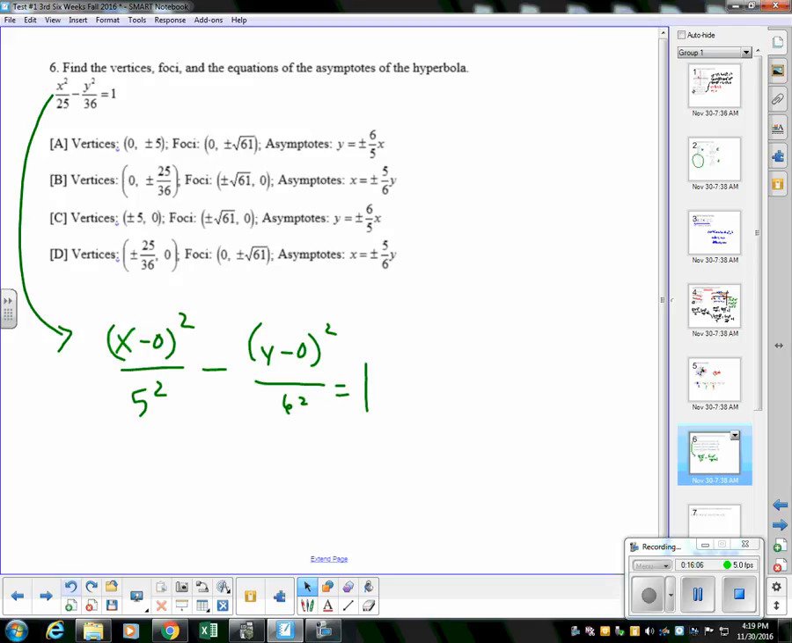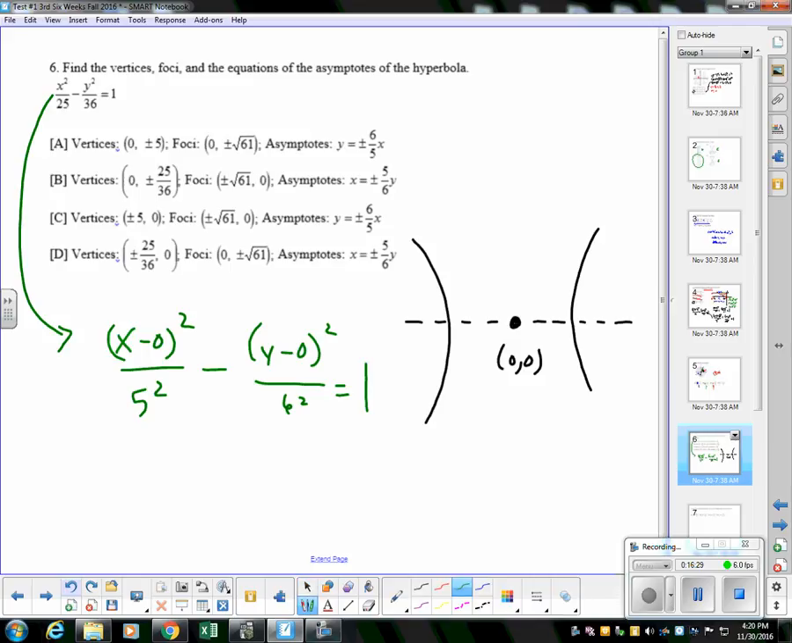Since the x comes first, what that means is that your axis of symmetry, your transverse axis, is horizontal. The x is first, your transverse axis is horizontal. What that also means is that your center is the point 0, 0, and your vertices are located at the tips. I'm going to do them in green right here. Moreover, your foci are inside the figures along the transverse axis also.